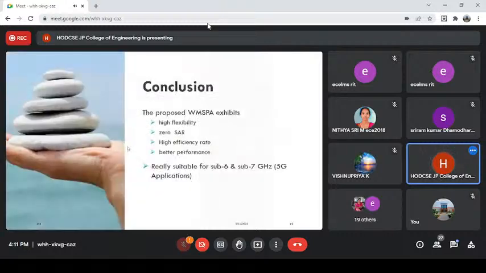Okay, so I would like to conclude this entire presentation. The proposed antenna exhibits high flexibility, near-zero SAR, high efficiency rate, and better performance. This antenna is really suitable for sub-6 and sub-7 gigahertz applications, 5G applications.